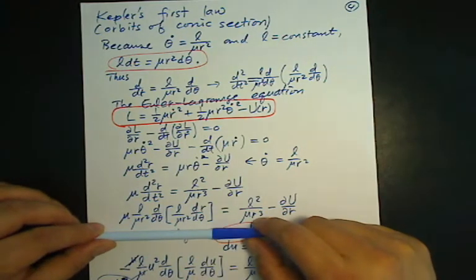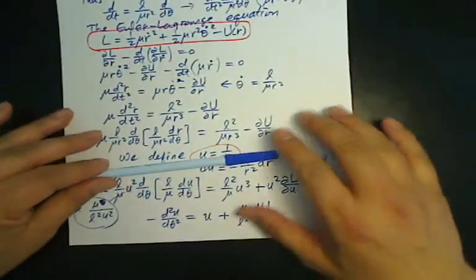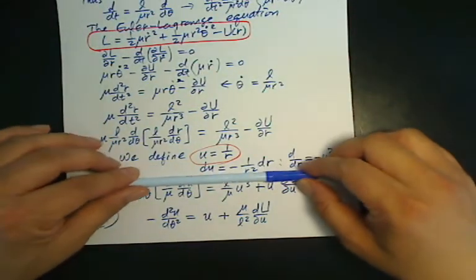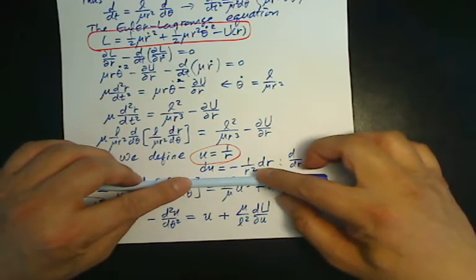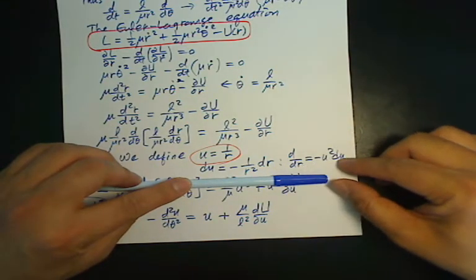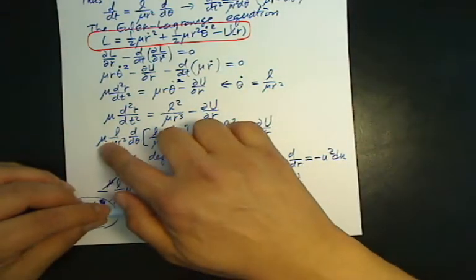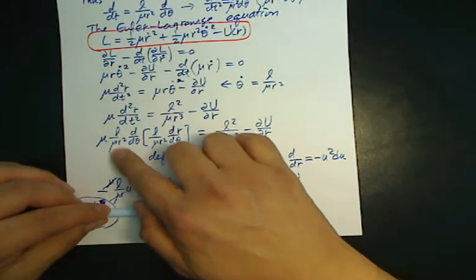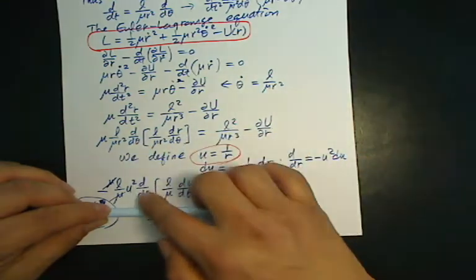Now we find that 1 over r is a good variable for treating this problem. We replace 1 over r by a variable u. Then the differential of u is minus 1 over r squared dr. That means the derivative of r is minus u squared du. Substituting these results in here, we have mu L over mu r squared. The r squared disappears, and the r squared is replaced with u squared.